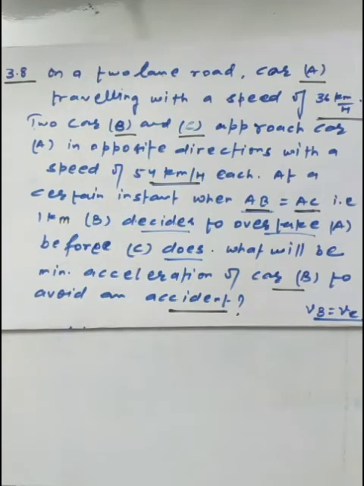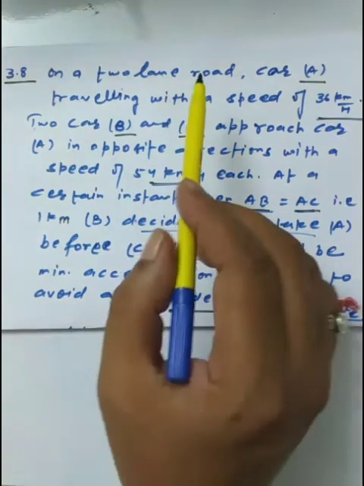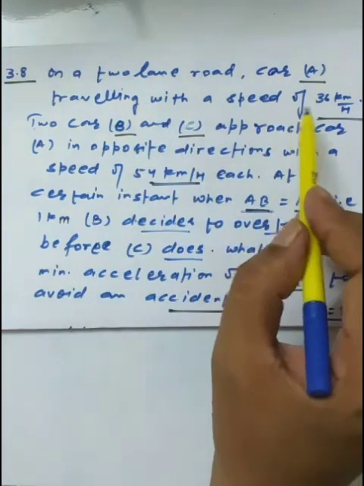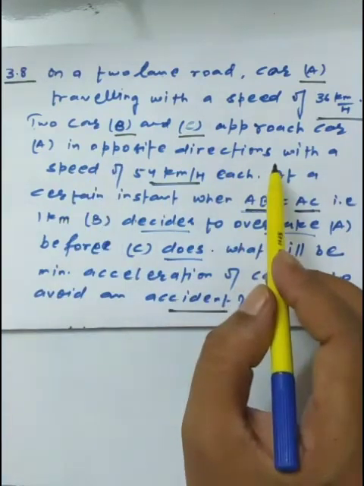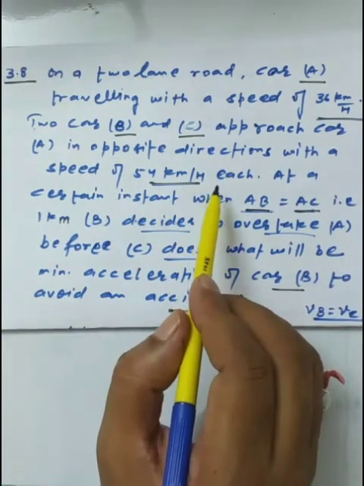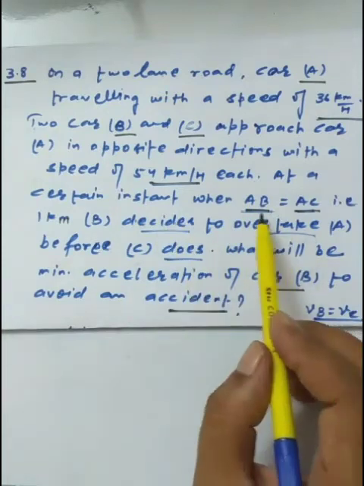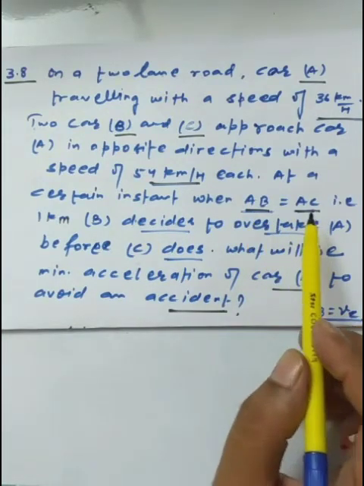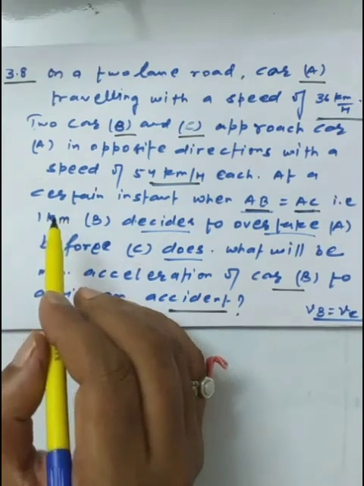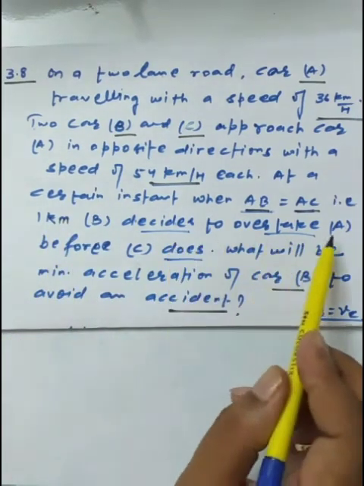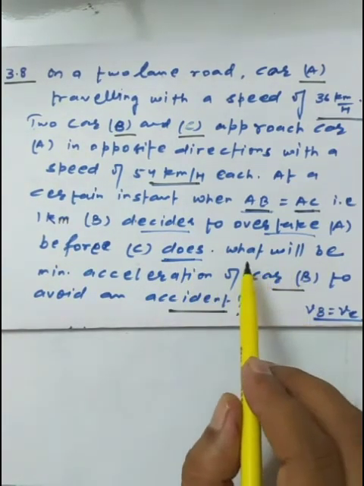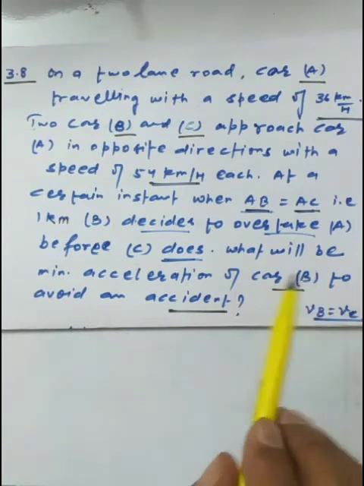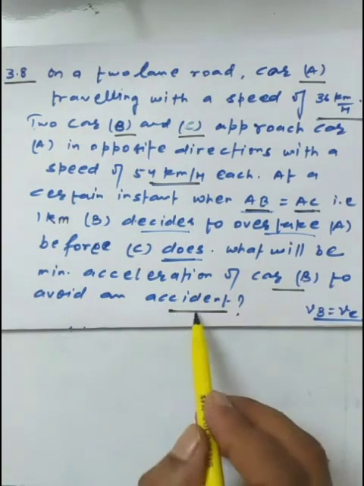Now dear students, the next problem which I have taken is question number 3.8 of the exercise of chapter 3. On a two-lane road, car A is traveling with a speed of 36 km per hour. Two cars B and C approach car A in the opposite direction with a speed of 54 km per hour each. At a certain instant when AB is equal to AC, that is 1 kilometer, B decides to overtake A before C does, to avoid an accident. What will be the minimum acceleration of car B to avoid an accident?